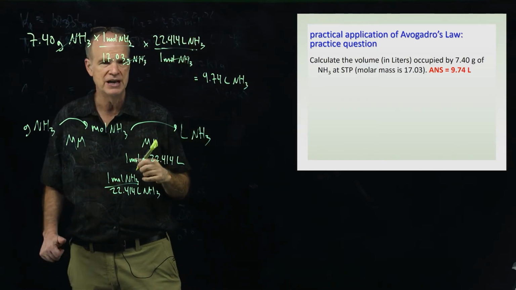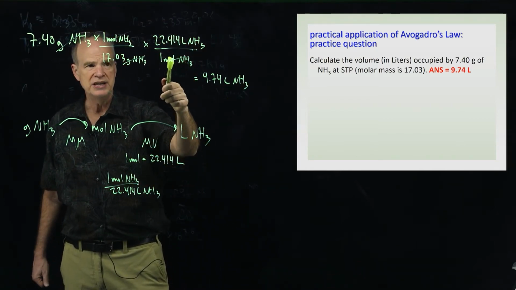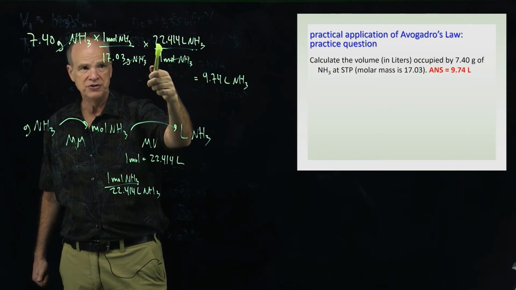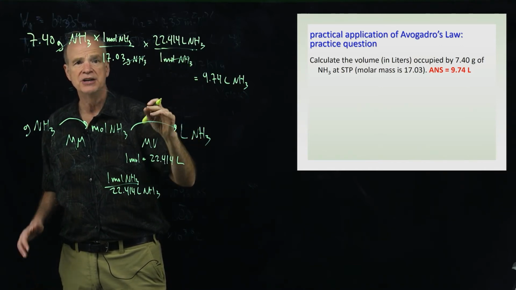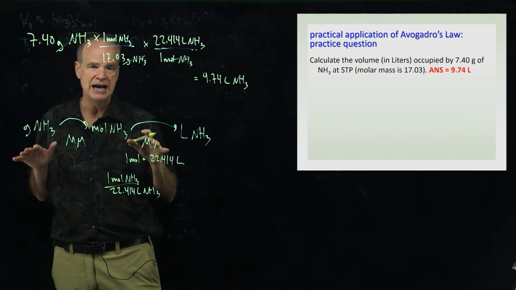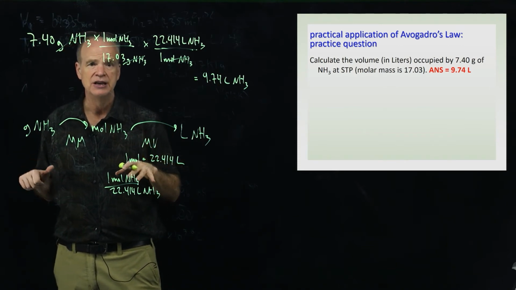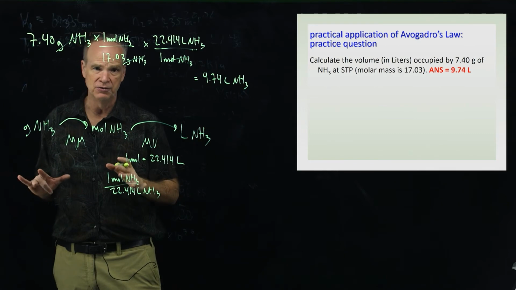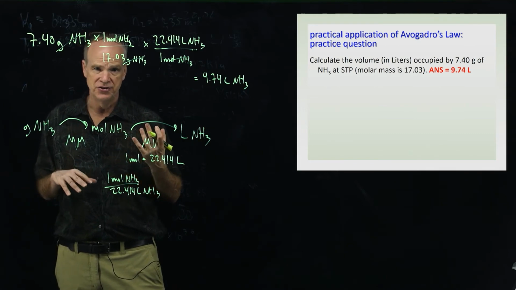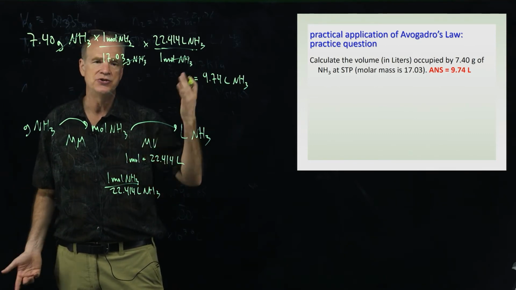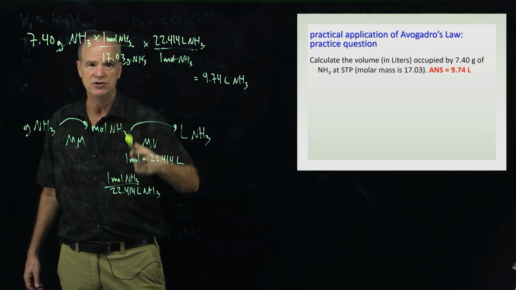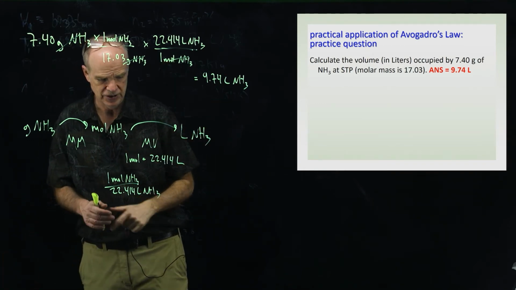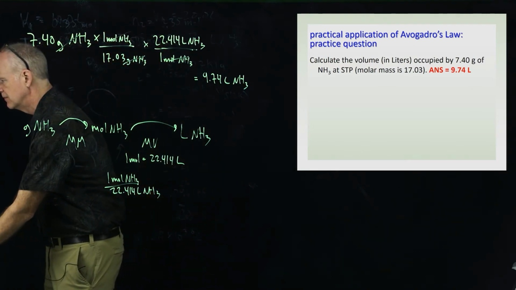Just to point out again, we can use this ratio of 22.414 liters of ammonia to 1 mole of ammonia because we just happen to be at standard temperature and pressure. If the problem was dealing with other conditions of pressure and temperature, like say 2 atmospheres at 100 degrees Celsius, then we could not use that ratio to solve the problem. Okay, so let's move on to the next problem.